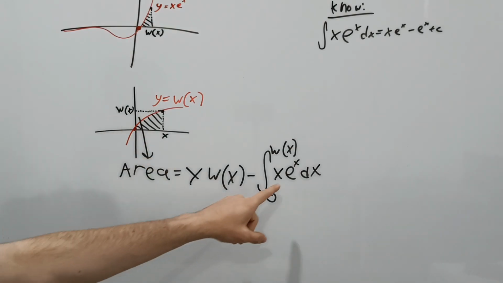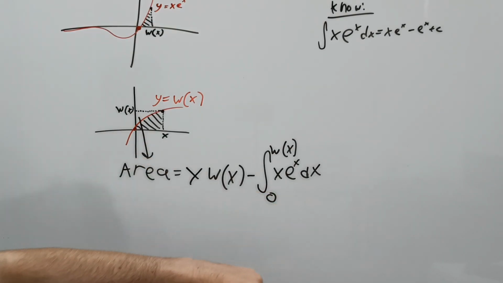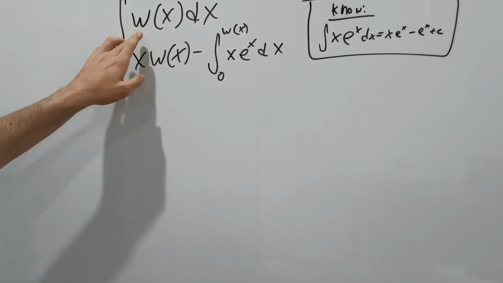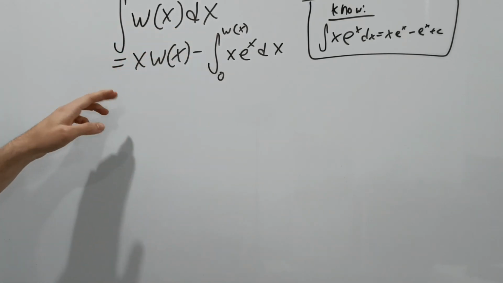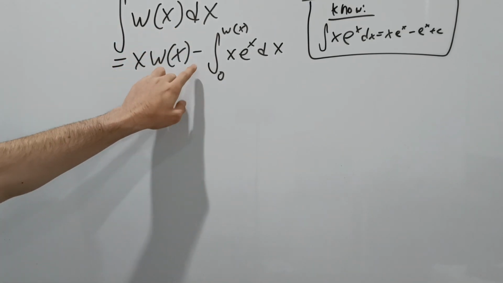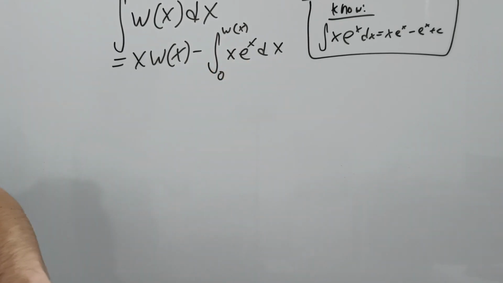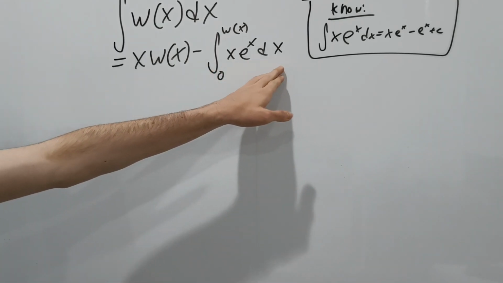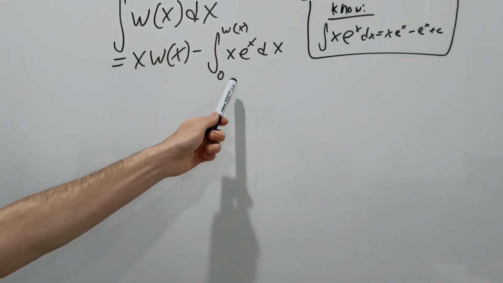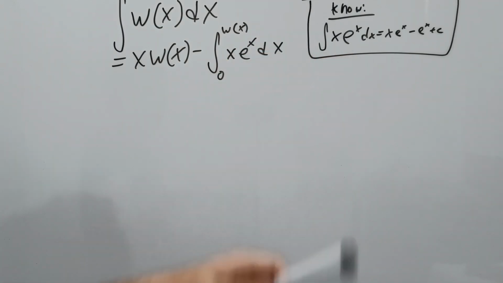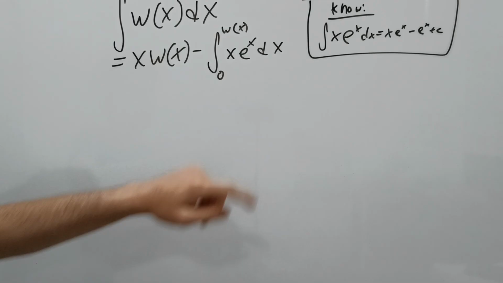But we're not done yet, because we can solve this integral first. In other words, the integral of w of x dx is equal to x times w of x minus the integral from 0 to w of x of x e to the x dx. And now we can just solve this integral as we usually would, because it's even a definite integral, so we don't even need to worry about plus c. So first, we plug in w of x for all the x's.